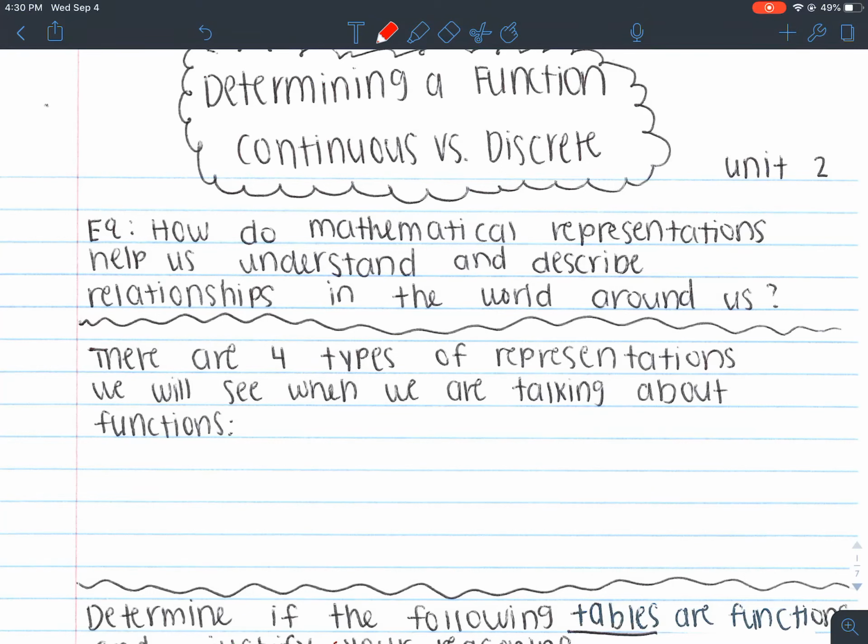Hey guys, welcome to the video for determining a function in continuous versus discrete. This lesson is also kind of in two parts, but they do have to do with each other. Our essential question is, how do mathematical representations help us understand and describe relationships in the world around us?